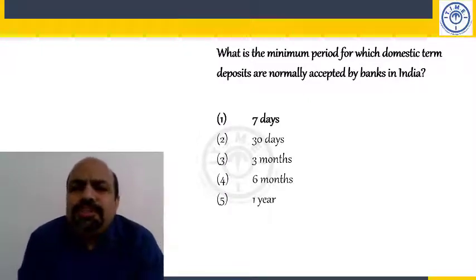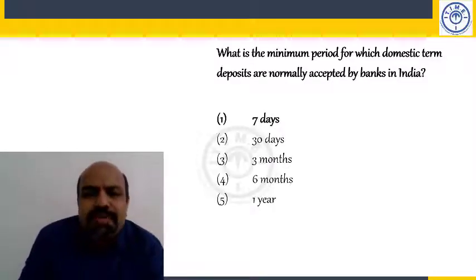What is the minimum period for which domestic term deposits are normally accepted by banks in India? 7 days. We all know this.